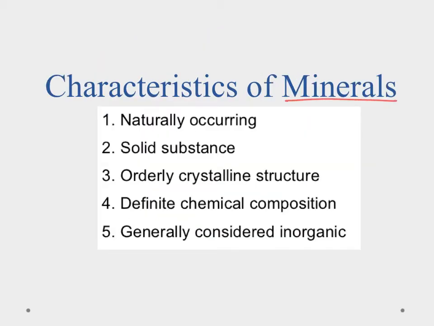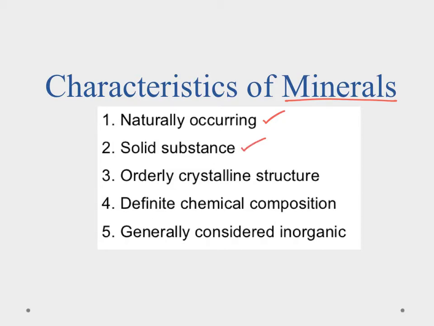So, what makes a mineral? Basically, they have to have 5 different things about them, and if all 5 of those criteria are met, then it's considered a mineral. The first is it has to be naturally occurring, which means that we find it out in nature. It can't be made in a lab. It has to be found in nature. We can recreate it, but it's not a mineral unless it's made in nature.